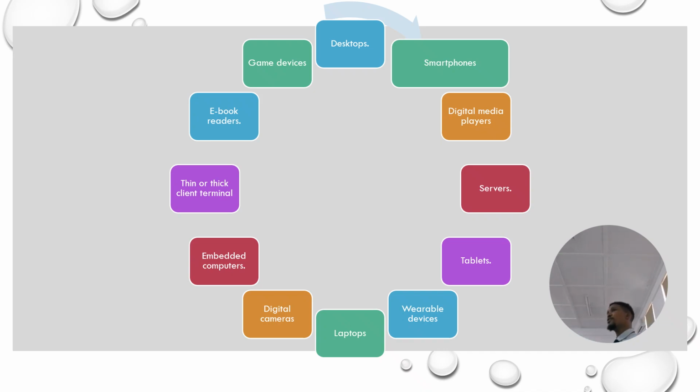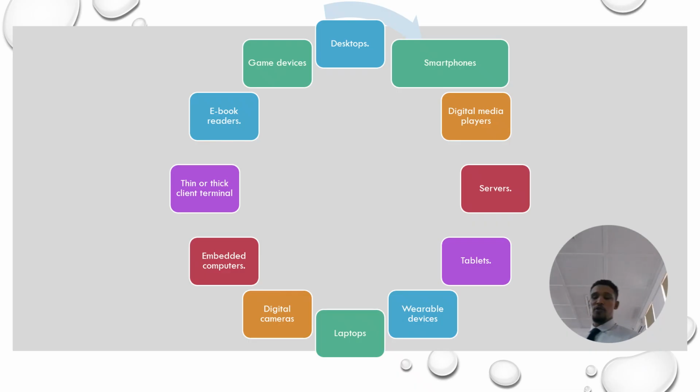Basically, these are all the different devices that we can utilize as smart computers. There we have desktops, smartphones, digital media players. We have servers, which store information. You have your tablets, you have your wearable devices like your smartwatch, laptops, digital cameras, embedded computers, thin or thick client terminals, and then also e-book readers, and lastly, gaming devices like your PS5 or your Xbox One.